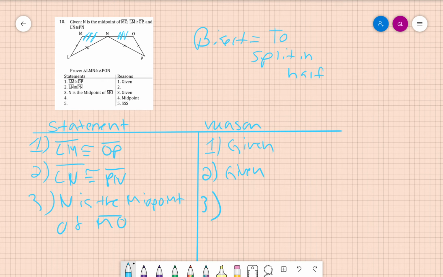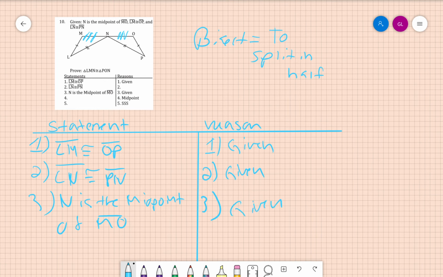Let me see, could we also? No, we're going to keep it there. Sometimes we could do this another way to solve it, but we're going to keep it there to keep it a little more simple and plain. So if N's the midpoint of MO, that's given.